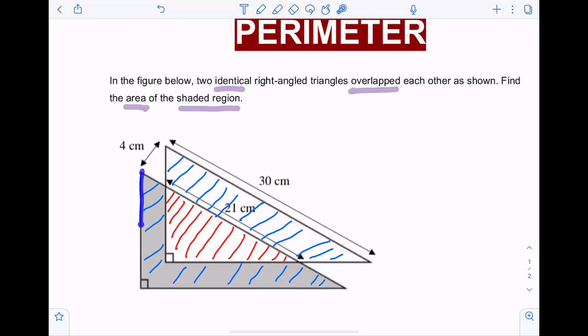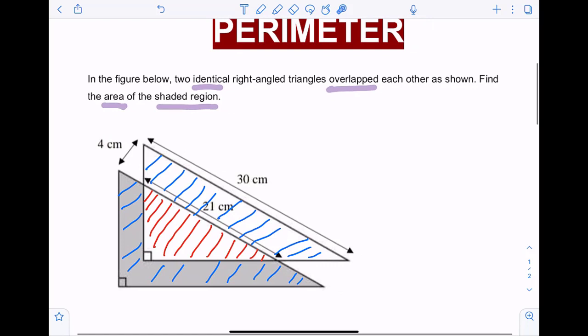Okay, look at this triangle. The overlap area is the red color and the remaining area is the shaded part, right? This shaded part. The second identical triangle here, the overlap area is the red color and the remaining area is the blue part, which tells us that these two blue parts must be the same in area.